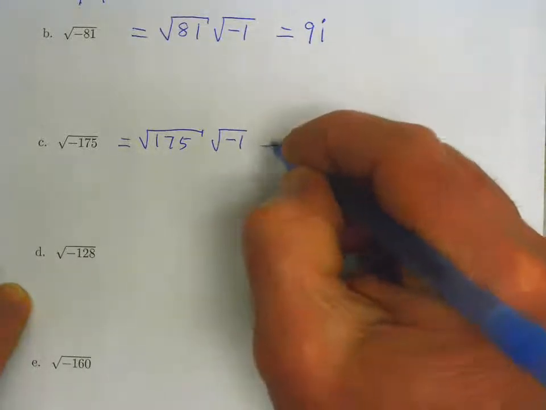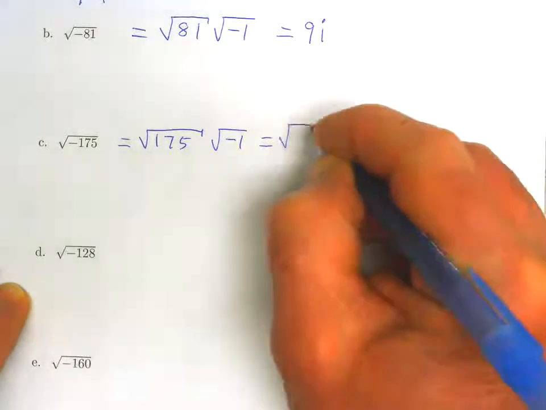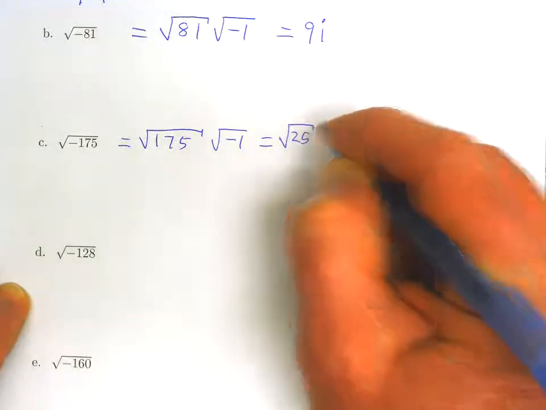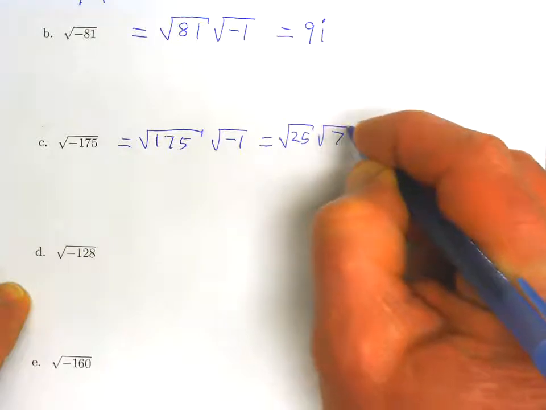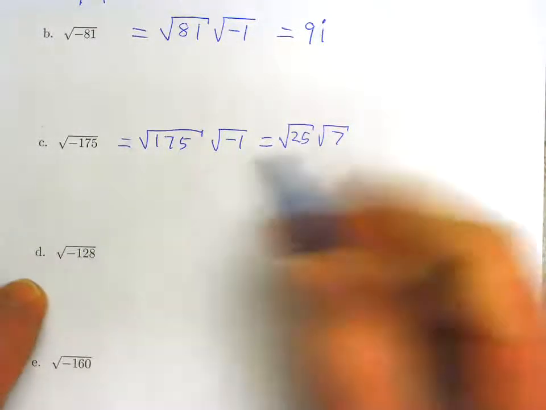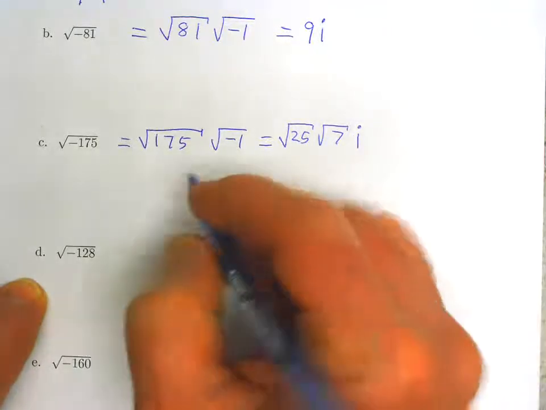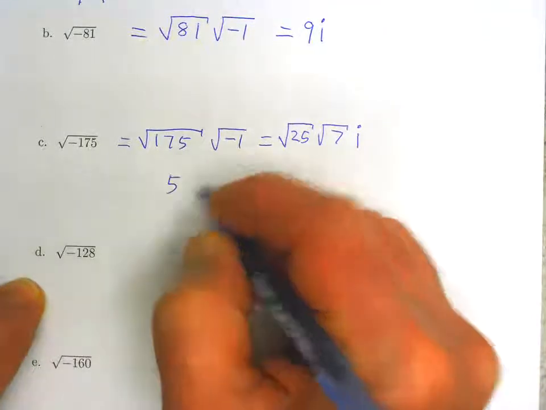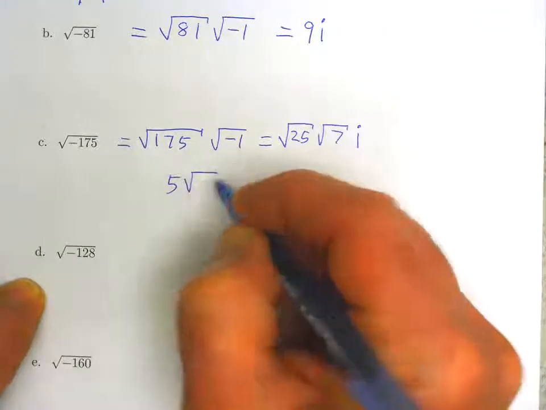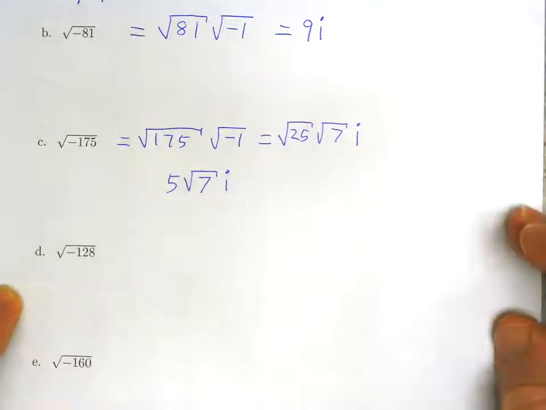So in the next step, I'm going to replace the square root of 175 with the square root of 25 times the square root of 7. And I'll go ahead and replace the square root of negative 1 with i. And then our final step is the square root of 25 is 5. And so we multiply 5 times the square root of 7 times i. That's our simplified answer.